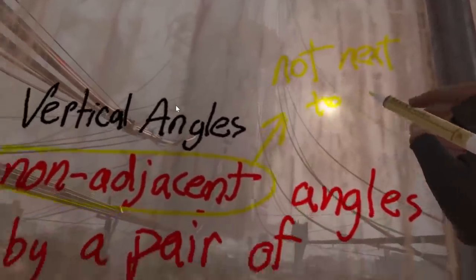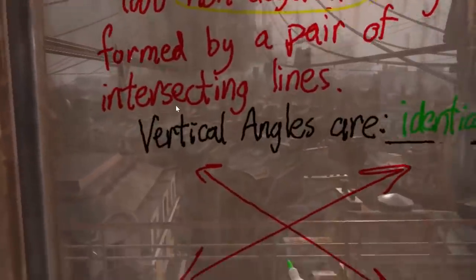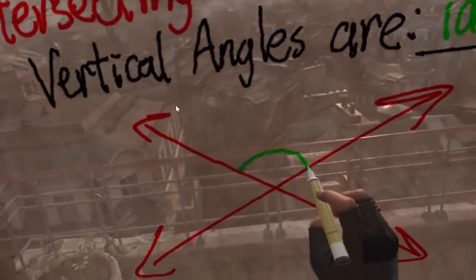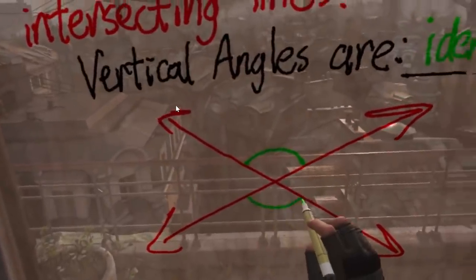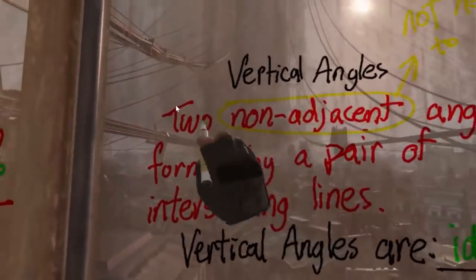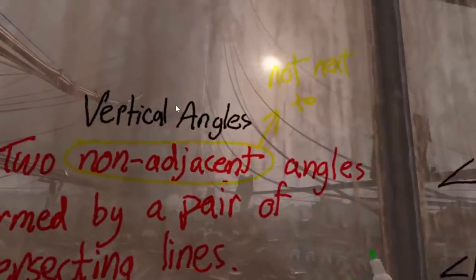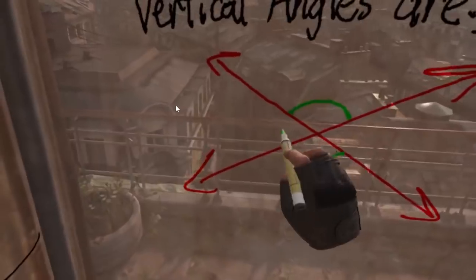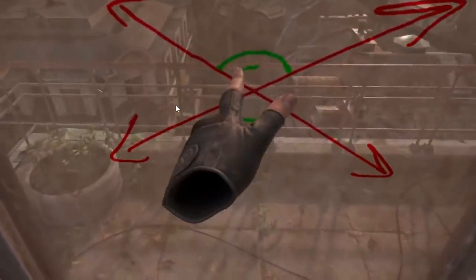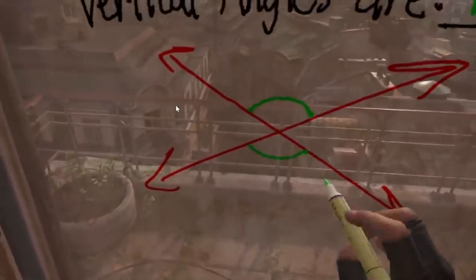So in this case, I actually can see a few vertical angles. This angle up here is a vertical angle with this angle down here. I know that because, again, they are non-adjacent. They are not next to each other. This one is not next to this angle. These 2 angles, let me erase that one, are adjacent. So those aren't vertical.